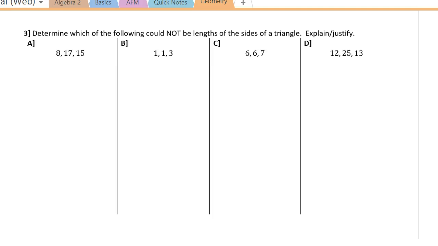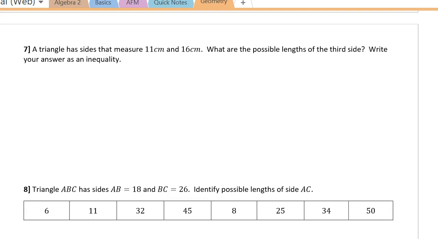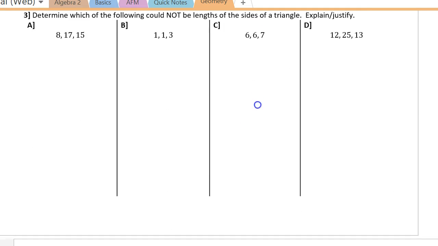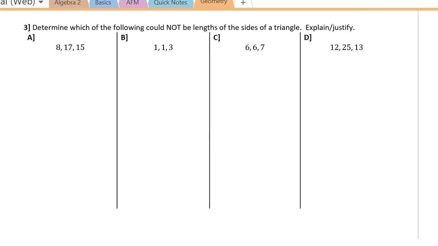Topic 15, triangle inequalities. I'm going to cover questions number 3, 7, and 8. I'm going to start with question number 3. Determine which of the following could not be lengths of sides of a triangle. Explain or justify.